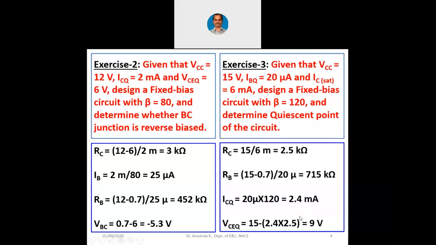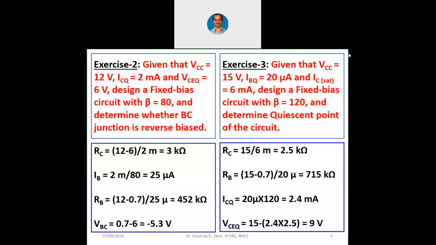milliampere. Please understand, we are not going to substitute IC sat here. We are going to substitute ICQ here. IC sat is given here so that we could find out the RC value, the collector resistor's value. Whereas the transistor is not in the saturation region, the transistor is in the active region only. So when we have ICQ 2.4 milliampere, we have to substitute the quiescent current only. We should not substitute the saturation current here. That is where students get confused.